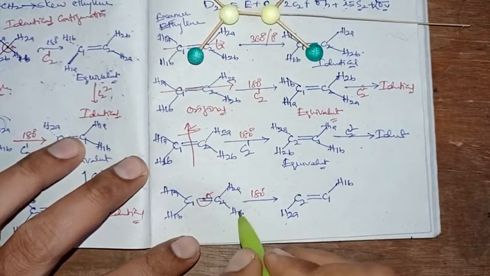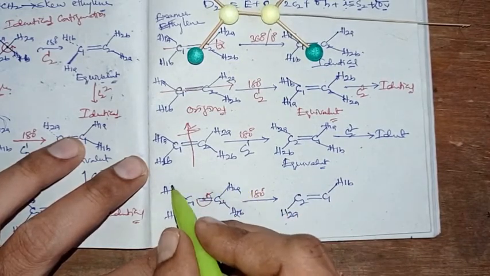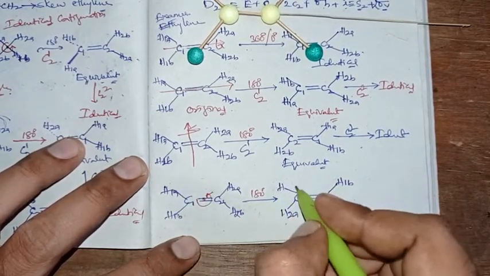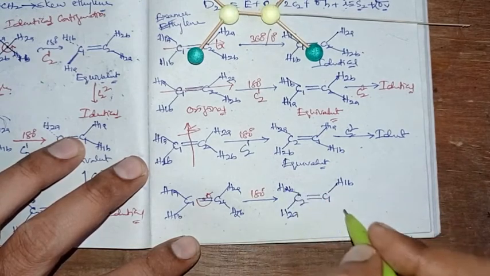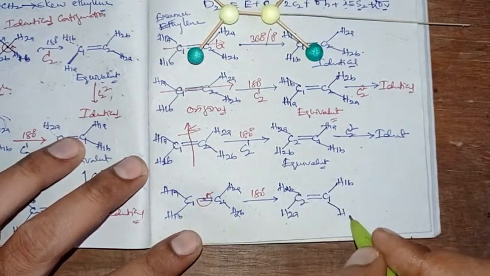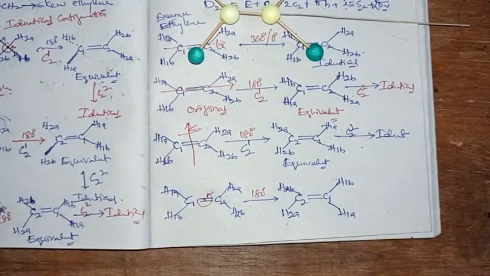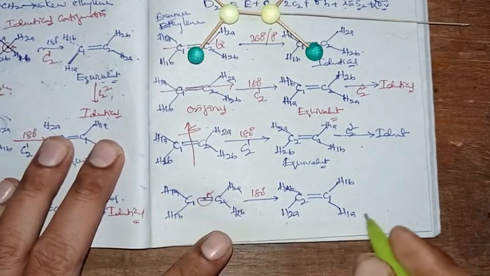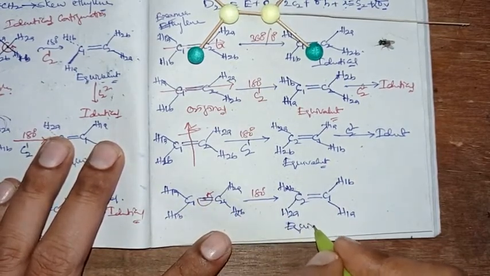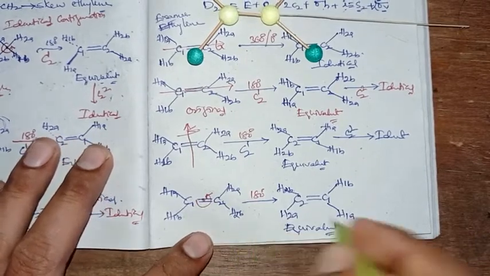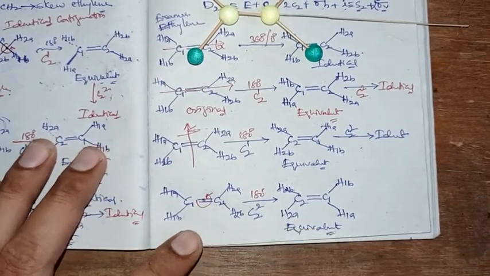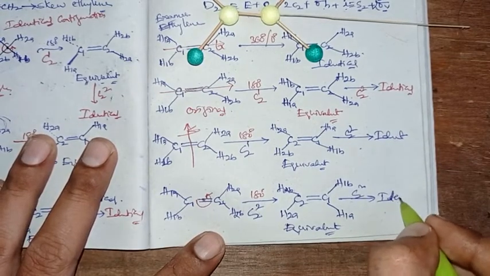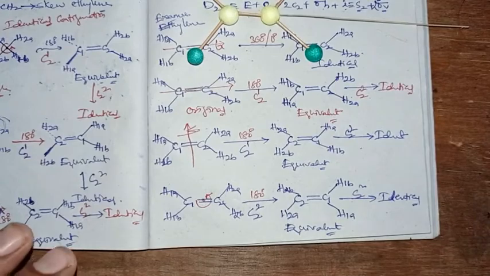Same to that, the H2B, when it is rotated 180 degrees, reaches the H1A position, and H1A takes the H2B position, right? After all, similar hydrogens are replaced by each other, so it will be an equivalent configuration. So this particular rotation is also a second fold rotational axis, right? Doing it a second time generates an identical configuration, right?